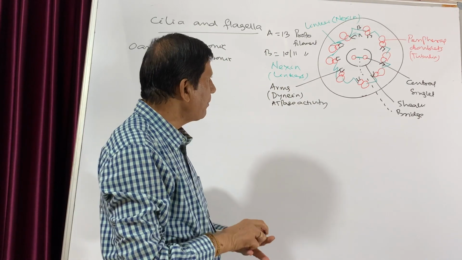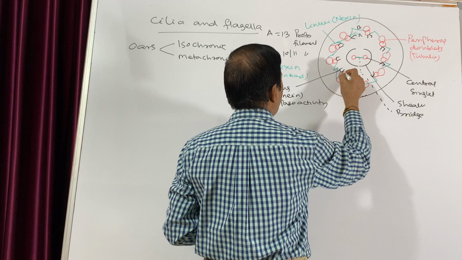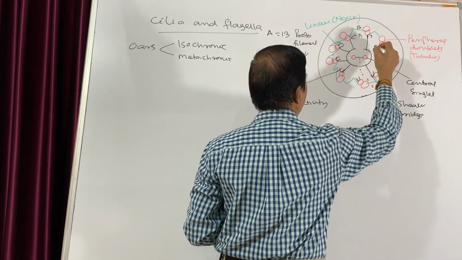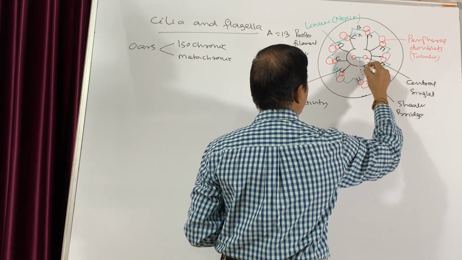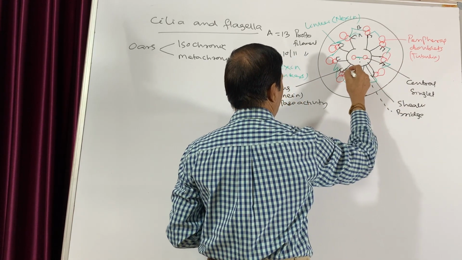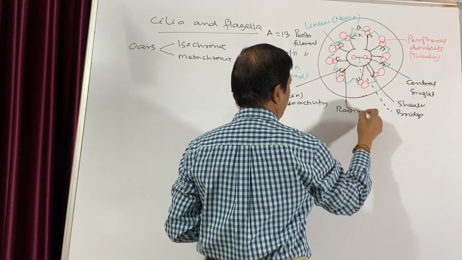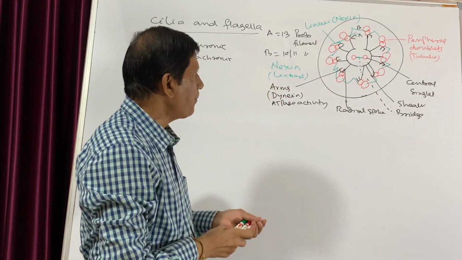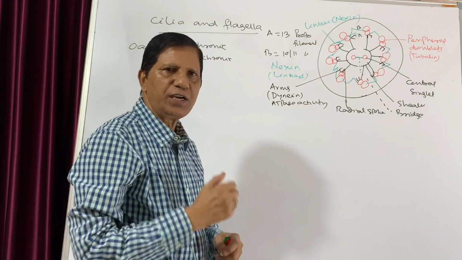And all of them are connected to the sheath by means of radial spokes. The A of each one is connected to the sheath by means of spokes. So these are known as radial spokes. So this is the transverse section of a cilium.